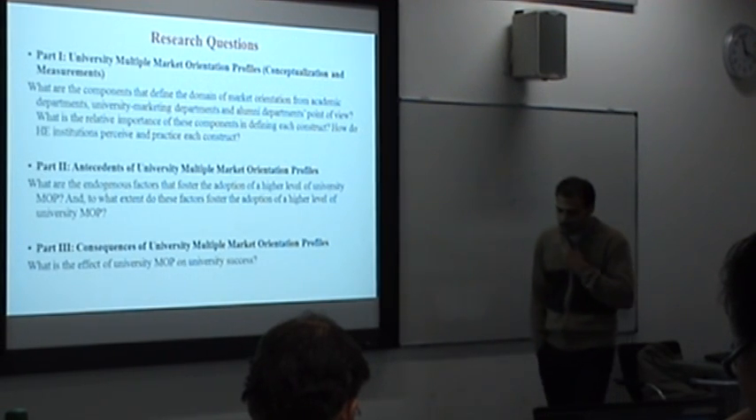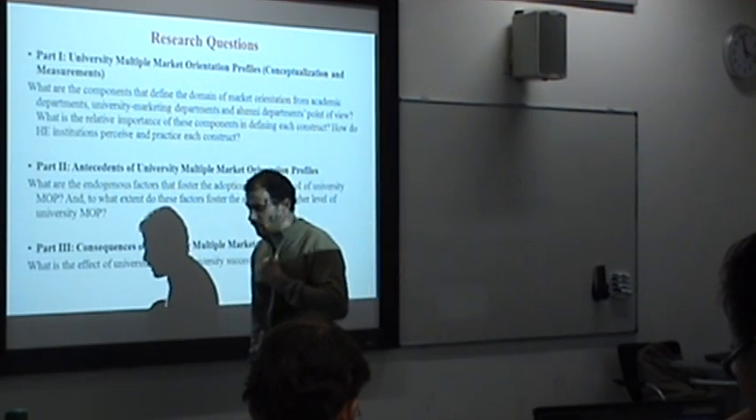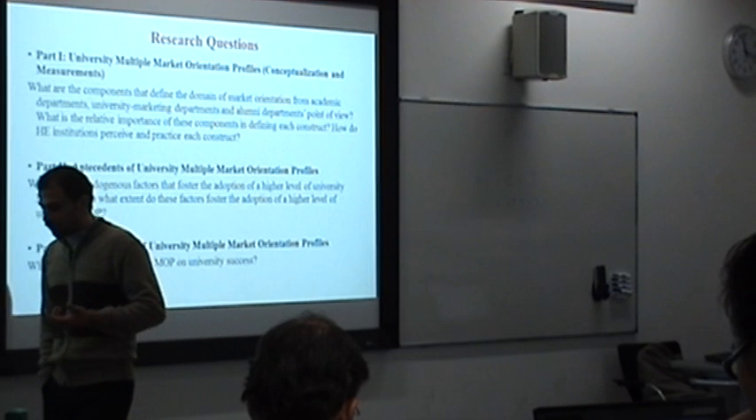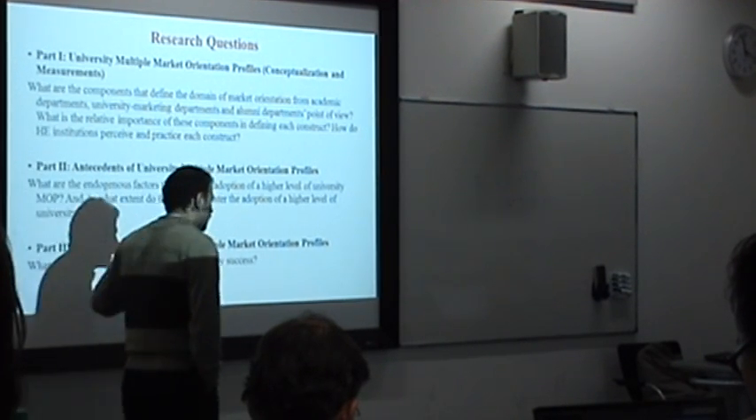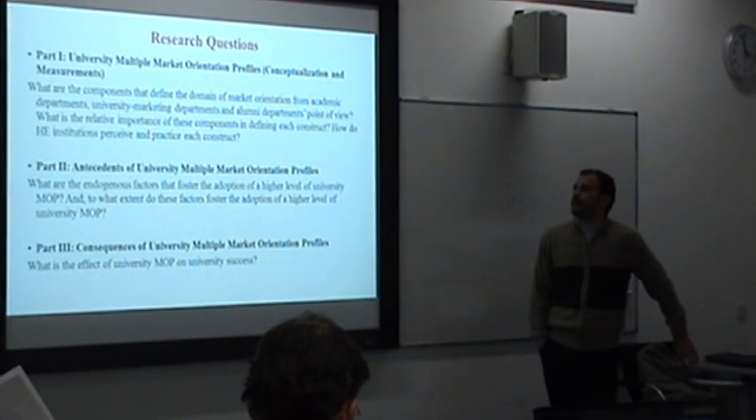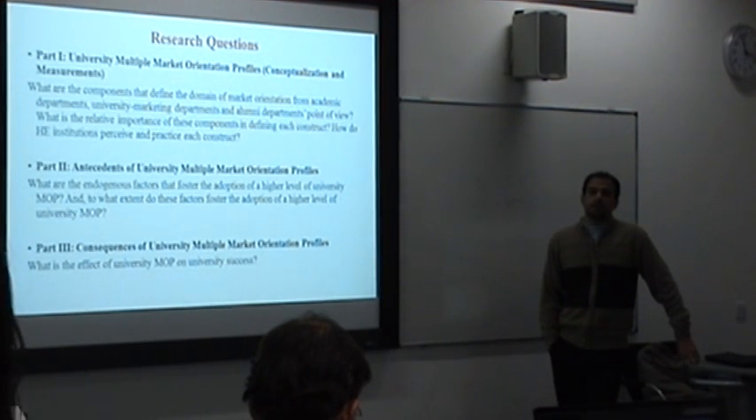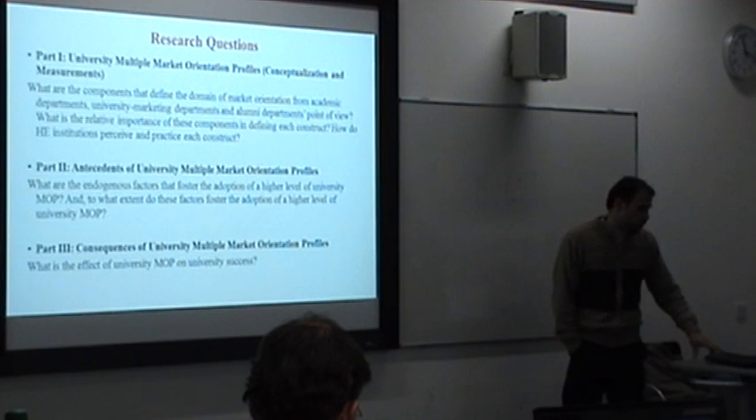Now, the second part deals with the antecedents of the concept, and I'm asking here about the factors that foster the adoption of market orientation and to what extent these factors foster the adoption of market orientation. Now, the last part focuses on the effect of adopting this approach on university success. So these are the key research questions.